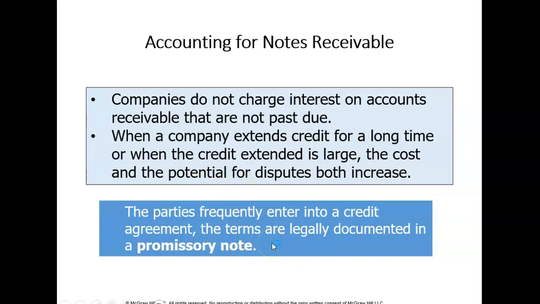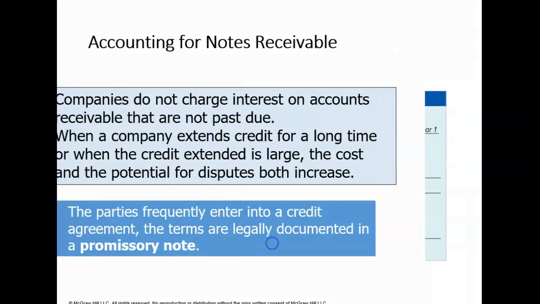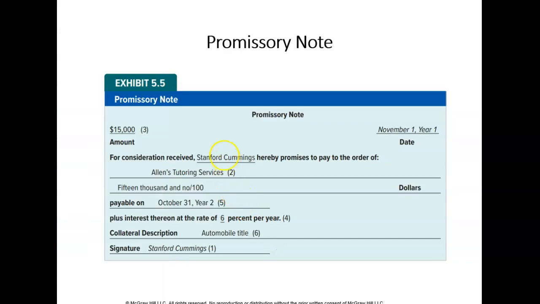If you have student loans, you sign a promissory note. If you have a car note, you sign a promissory note. If you have a mortgage, you sign a promissory note. This is a written document and agreement between two parties.